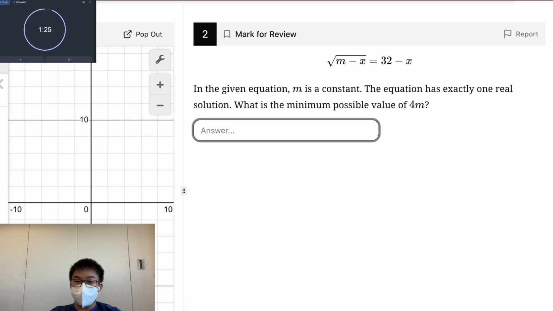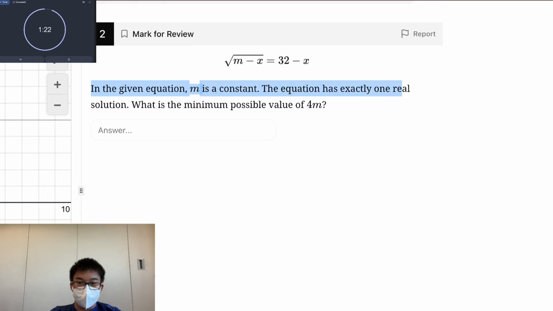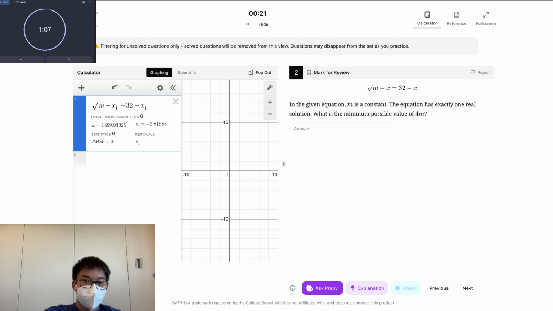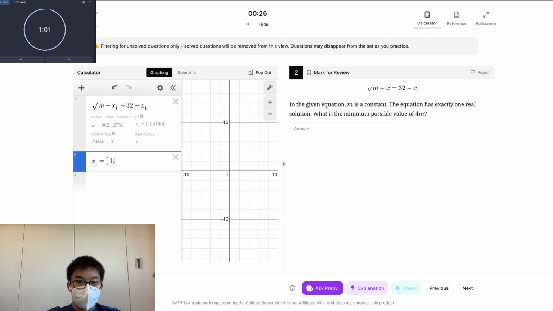Okay, so 1 minute 27. Let's see. So constant is m, exactly one real solution. Okay, so this one should be easy. Square root of n minus x1 is equal to 32 minus x1. Obviously use regression. This is what I will do, and for x1 I will add some value into it. Interesting. Oh, it exactly has one real solution.